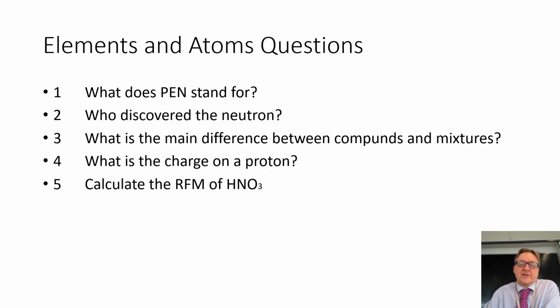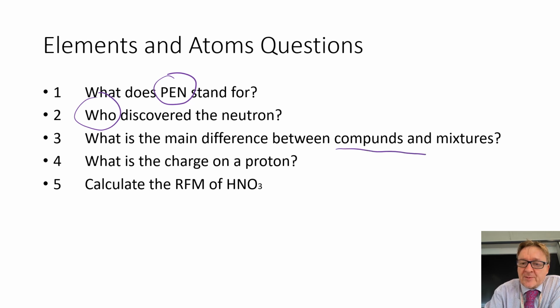Now, what you've got is 5 questions. You need to write these out in your proper exercise book, and then you need to go back and answer them. Most of the answers are relatively short. What does PEN stand for? Who discovered the neutron? What's the main difference between compounds and mixtures? What's the charge on a proton? Not a neutron or an electron.